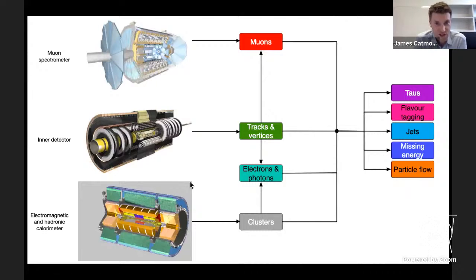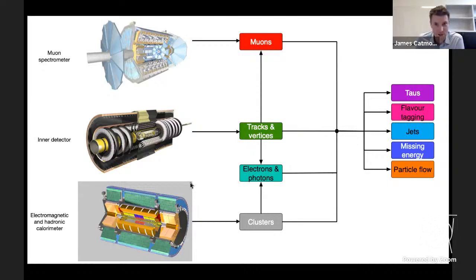In this reconstruction step, what the software does is merge them together and build a global view of what happened in each collision. We take the information from the inner detector and make this into something called tracks. We combine that with information from the muon spectrometer to make muons, which are a kind of subatomic particle. We also use information from the calorimeter system to make electrons and photons. Then these basic objects are combined to build the more complicated objects that we as physicists actually use to do our analysis.